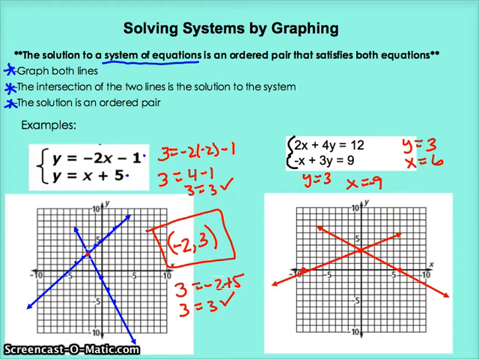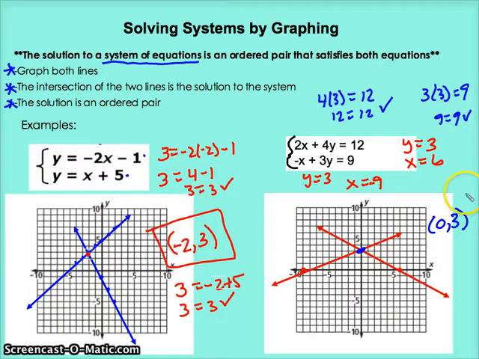It looks pretty clearly like these lines intersect at the point 0, 3. But to be sure, I need to plug the point 0, 3 into both equations and make sure it works. So if I plug in 0, 3 to the top equation, x goes away, and I'm left with 4 times 3 equals 12. So 12 equals 12. It works. On to the bottom. If I plug in 0 for x, I'm left with just 3 times 3 equals 9. 9 equals 9. It works. Wonderful. So my solution to this system is 0, 3.